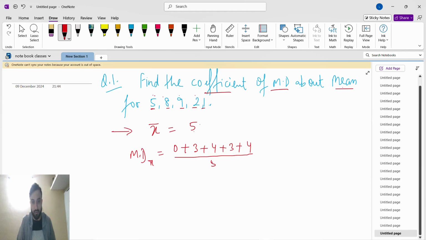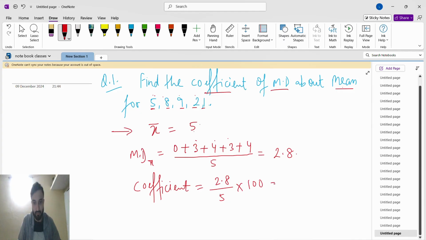Whole divided by small n, the total number of observations, which is 5. So 3 plus 4 is 7, plus 3 is 10, plus 4 is 14. 14 divided by 5 gives 2.8. See, in just one or two steps we are finding it. Then you have to find the coefficient of mean deviation about mean: the mean deviation about mean 2.8 divided by the mean 5, into 100. So the answer is 56 percent or 56, depending on the option.